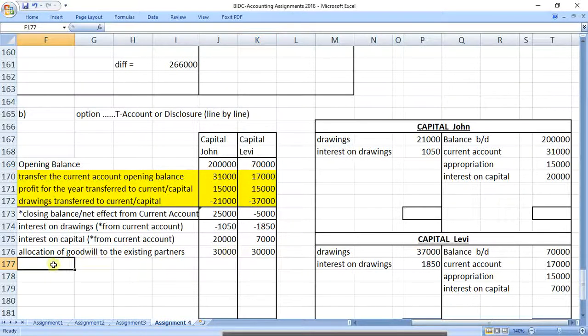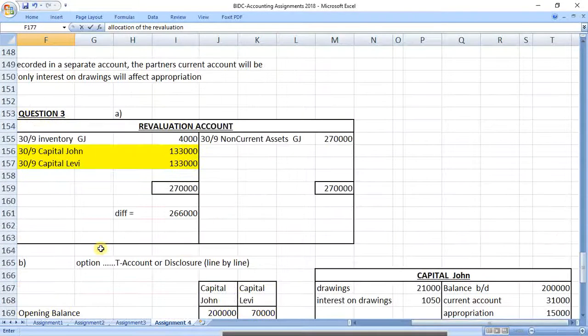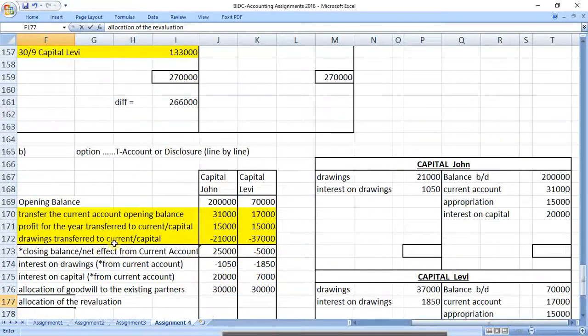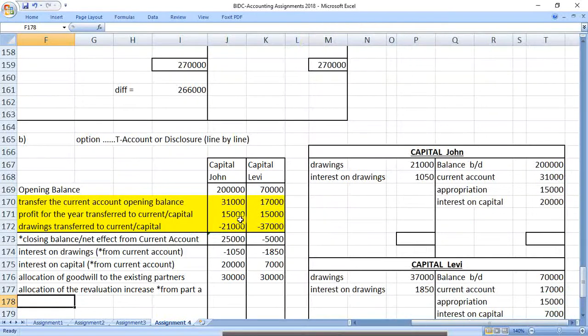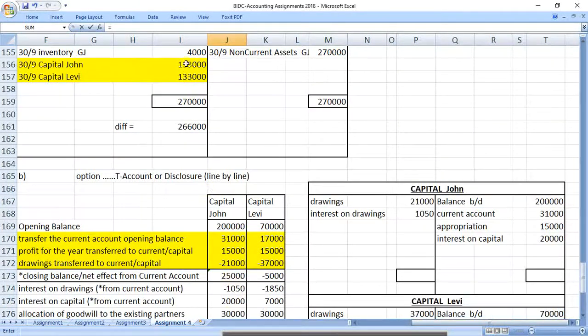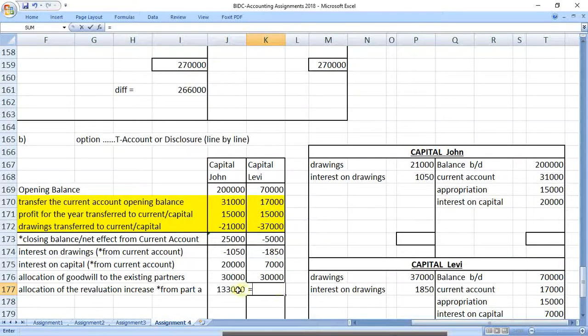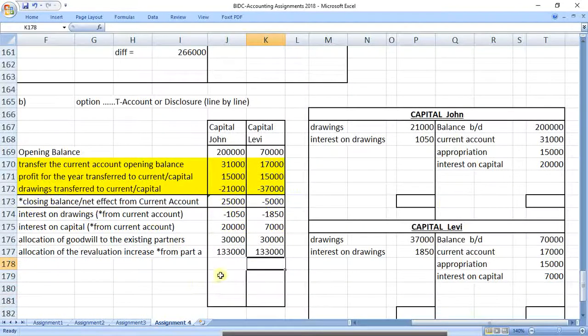Right, the last thing we need to add here is allocation of the revaluation. Was it a benefit? Let's go back and check. Yes, it was. Revaluation increase. Okay, so this is from, I'm going to just put an asterisk here, from part A. Okay, that came from the first working we did. So all I'm going to do is show it. Each partner gets 133. Okay, there's the last bit.